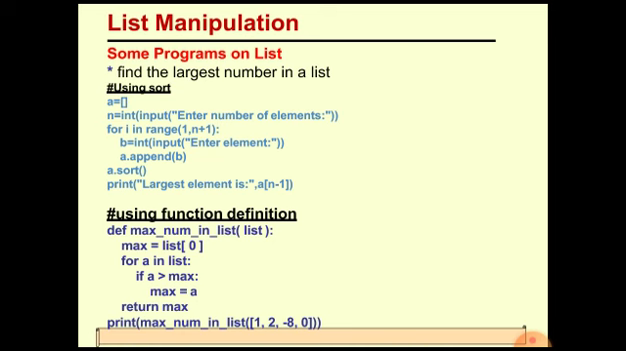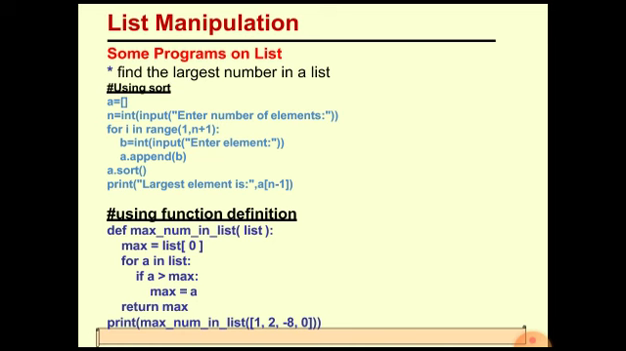See, there is a return statement in this function. This return statement is used for returning the value by the function to the calling function. Calling function means the main function, or the driver code, which is calling this max nominal list function.